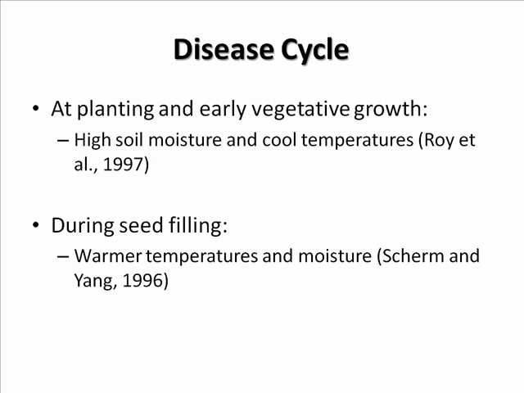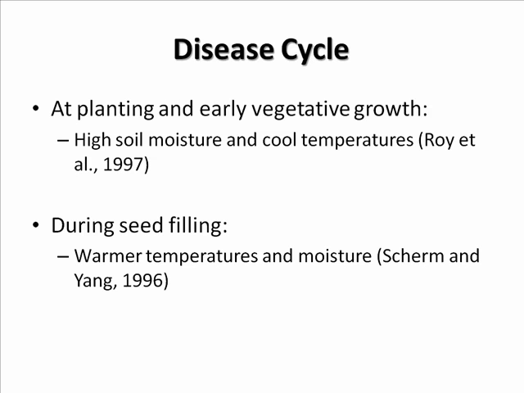There are also two important things to remember with SDS. Throughout the disease cycle, in order to get infection of Fusarium virguliforme at planting and early vegetative growth, you need high soil moisture and cool soil temperatures. This was discovered by Roy et al. in 1997, but work has also been done here at Iowa State by X.B. Yang and his laboratory across the street in plant pathology.